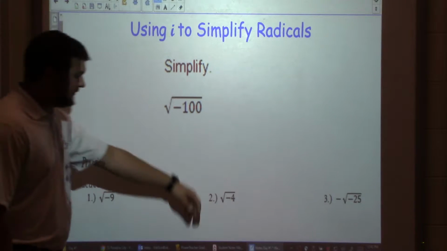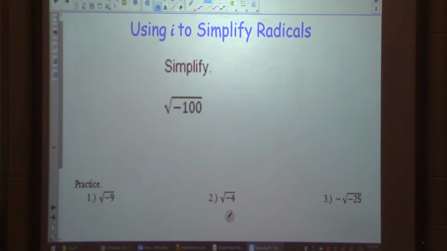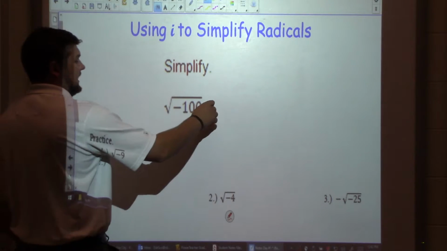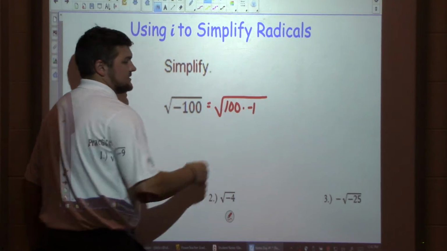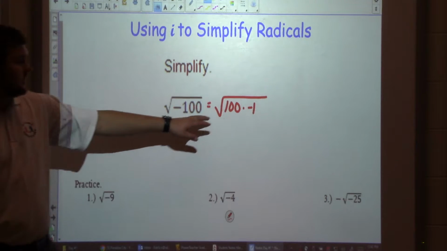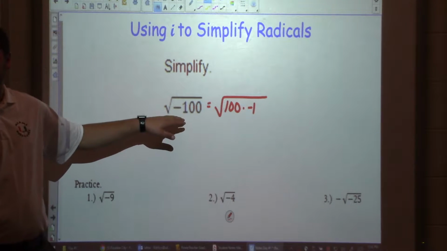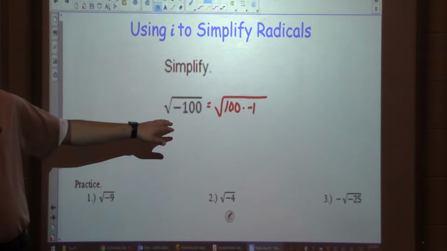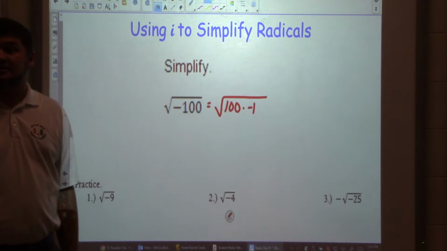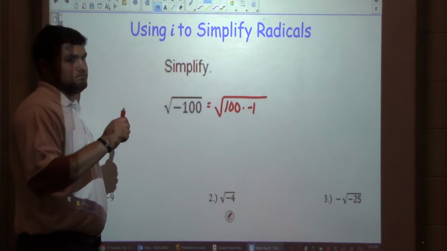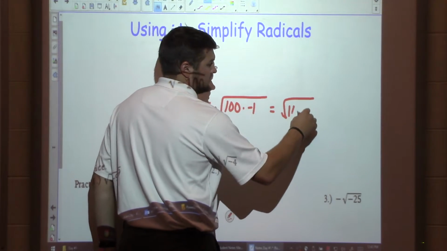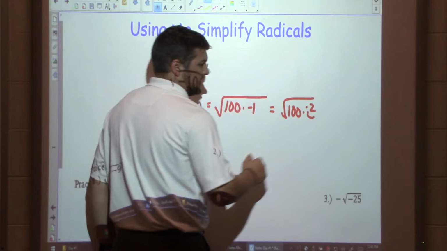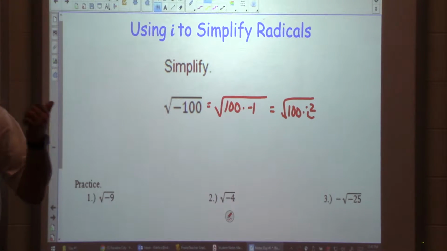So if we're going to use it to simplify, if I have the square root of negative 100, before it was believed we can't do it. Well, what's going to happen is I'm going to change this to the square root of 100 times negative 1. 100 times negative 1 is the same as negative 100. We all agree? Okay. What is negative 1 the same as? i squared. So the square root of 100 times i squared. Well, I can do that now. What's the square root of 100?